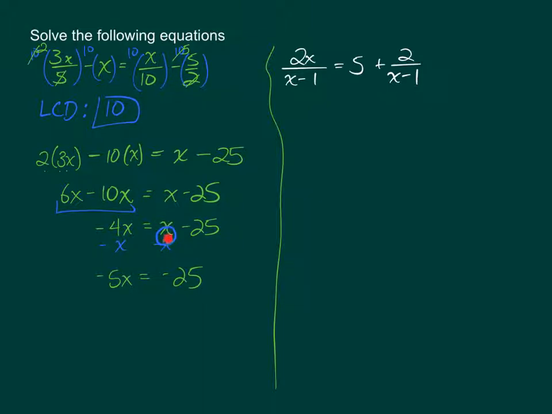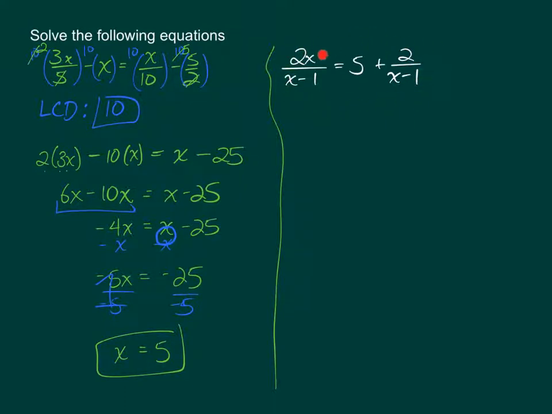We move this one over to the left, and now all of the x's are on one side, and all of the constants are on the other. So now all you have to do is divide both sides by negative 5, and you have an answer. This reduces to 1, and you're left with x equals 5. And that's that example.